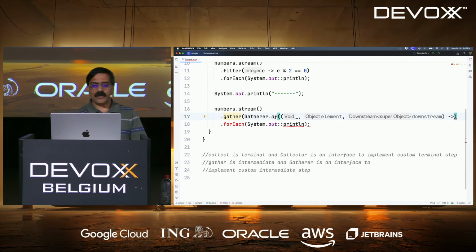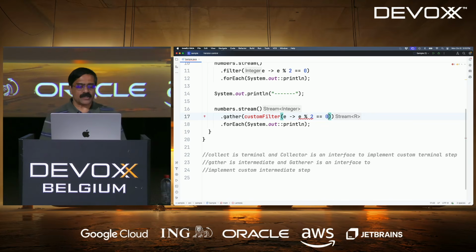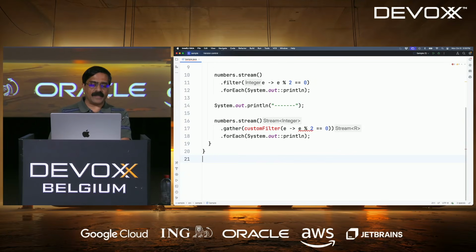So back here, I'm going to say Gatherer.of. This is a custom filter that we want to implement. So what do we want to do in our gatherer, right? I'm going to say custom filter, and given an element, mod 2 is equal to 0. Let's start with that. So we'll take baby steps towards it. This is going to implement the custom filter that we are interested in, and it takes a predicate which is exactly the same as this predicate right here. So we're just mimicking the filter, right?